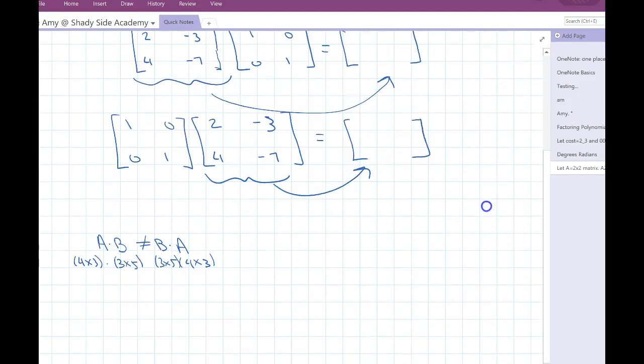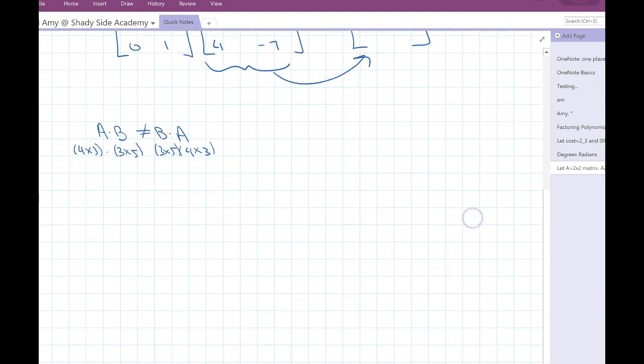So now let me go ahead and define what the inverse of a 2 by 2 is. If you have a matrix that is a 2 by 2, okay, then the inverse is going to be the following.